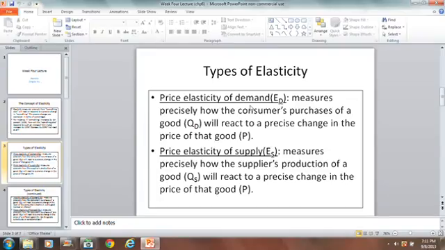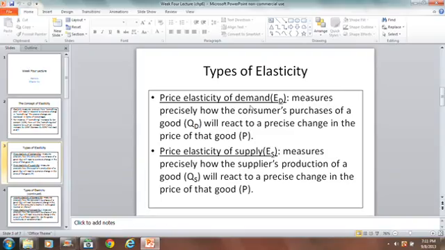We want to entertain questions like, what if price increases 10%? How much does the quantity demanded drop? So price elasticity of demand is a way of measuring how the quantity demanded will react to a change in price. Will it change a lot? Will it change a little? Will it not change at all? Price elasticity of demand will tell us that.